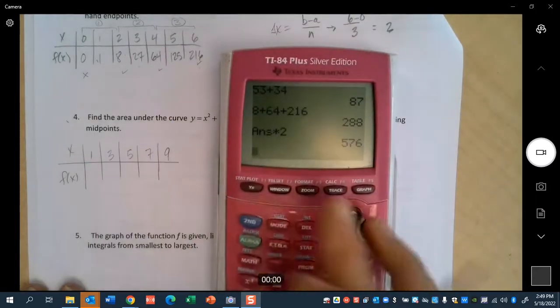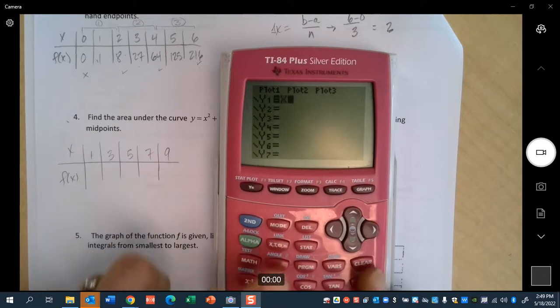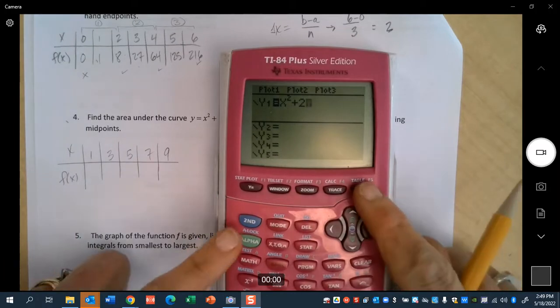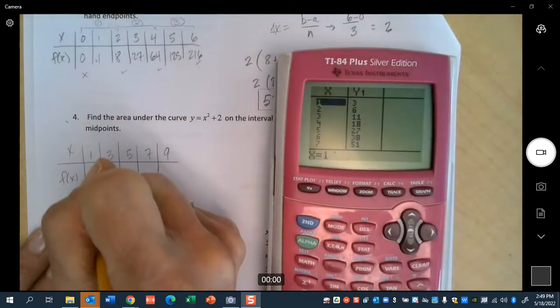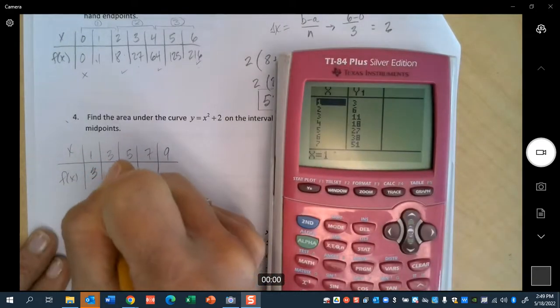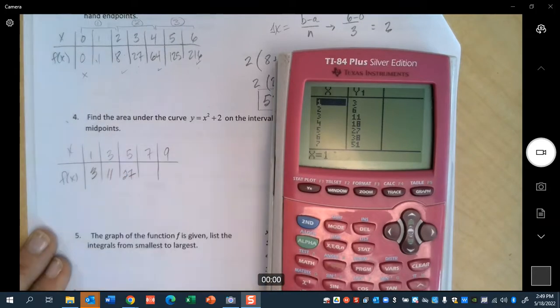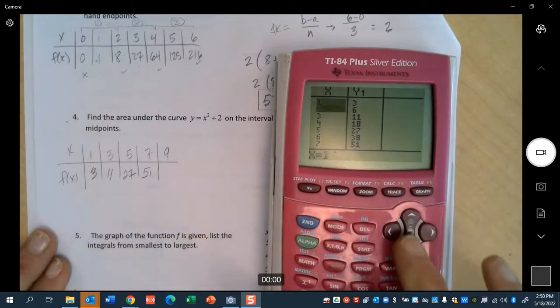Just to show you what it looks like on the calculator, even if you can do this stuff in your head. Go ahead, do x squared plus 2. Go to your table of values, second table. Go get the value when x is equal to 1, when x is equal to 3, when x is equal to 5, when x is equal to 7, and x is equal to 9.